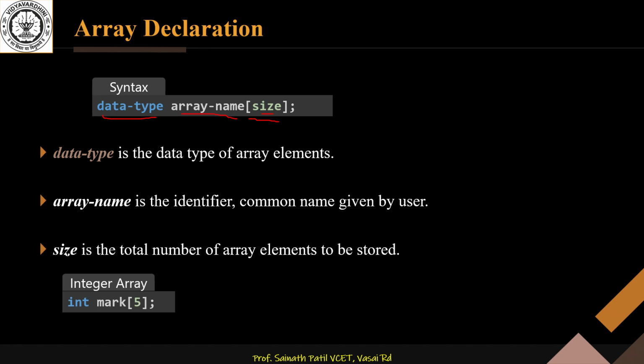For example, an integer array: I'll declare with int as the data type, mark is the name or identifier, and I want to store marks of 5, that means 5 elements within the square brackets. Similarly, a float array: float is the data type, avg is the variable name, and I want to store 5 elements in the avg array. So in square brackets, 5.